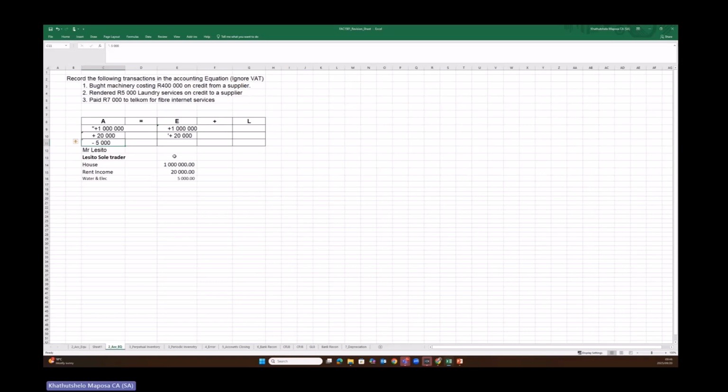And then on the other side, water and electricity are your expenditure, or an expense, and expenses are an equity account, they get closed off on equity. And when expenses are increasing, they are reducing the equity. So your equity is going to also reduce by 5,000 rands.